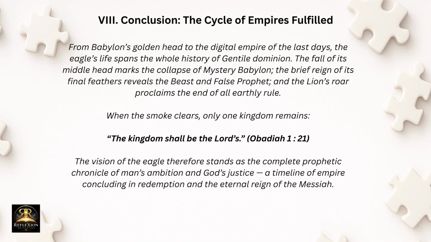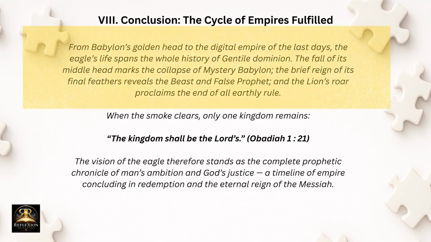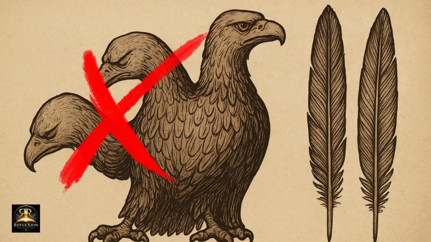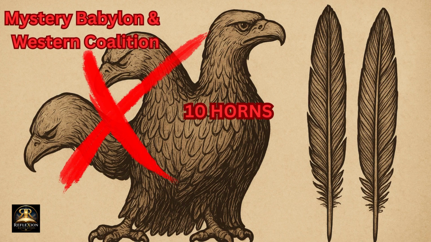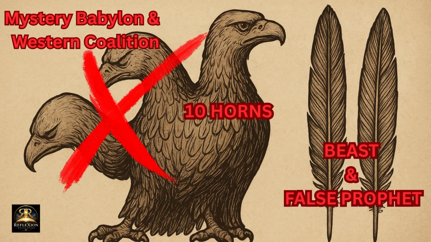So the conclusion, once again: cycle of empires fulfilled. From Babylon's golden head to the digital empire of the last days, the eagle's lifespan spans the whole history of Gentile dominion. The fall of its middle head marks the collapse of Mystery Babylon. The brief reign of its final feathers reveals the beast and the false prophet, and the lion's roar proclaims the end of all earthly rule.